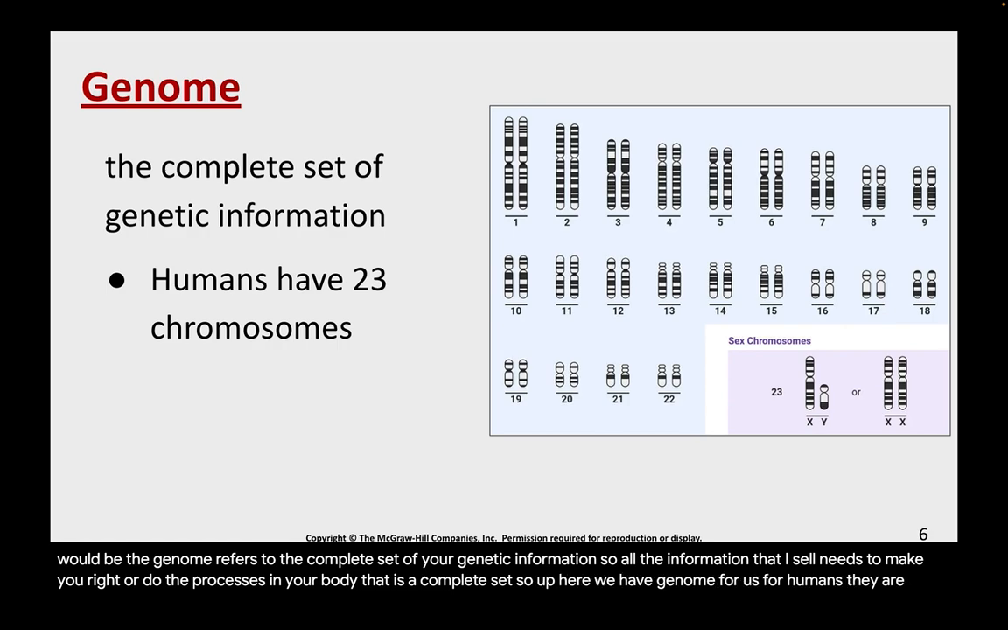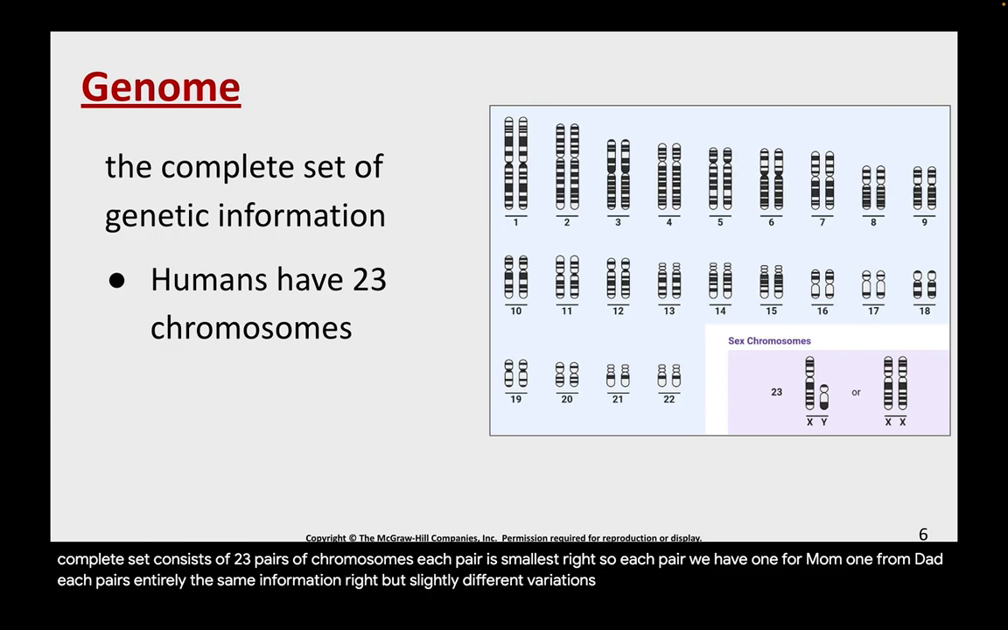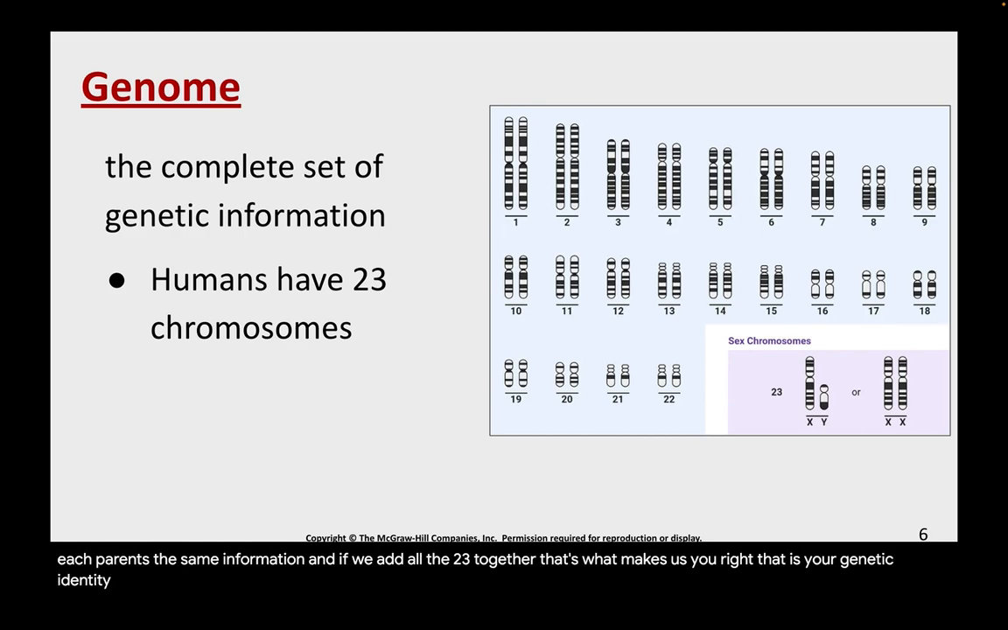Our complete set consists of 23 pairs of chromosomes. Each pair is homologous, so for each pair, we have one from mom, one from dad. Each pair contains the same information, but slightly different variations. And if we add all the 23 together, that's what makes you you. That is your genetic identity.